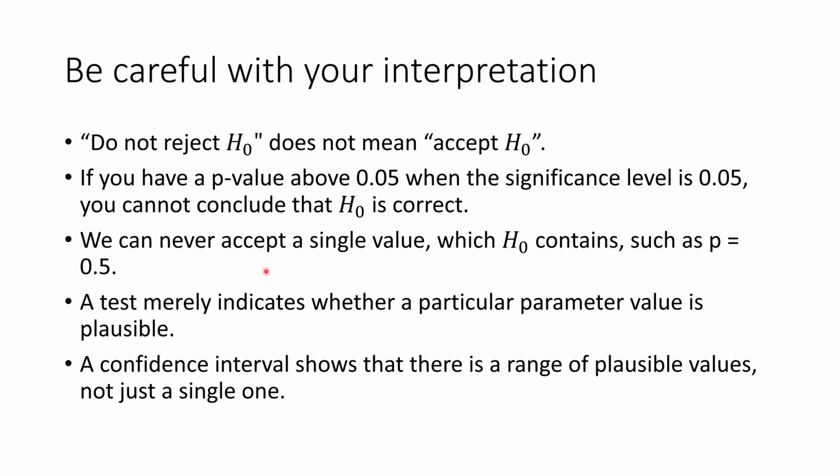We can never accept a single value which the null hypothesis contains, such as p equals 0.5. A test merely indicates whether a particular parameter value is plausible. Last, a confidence interval shows that there is a range of plausible values, not just a single one.